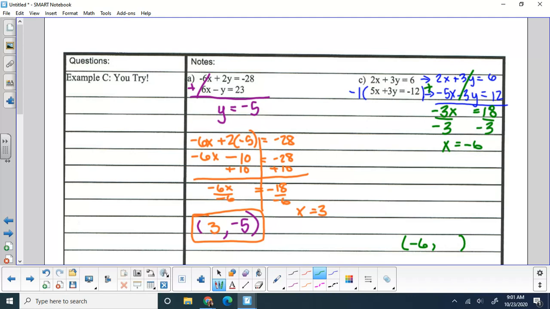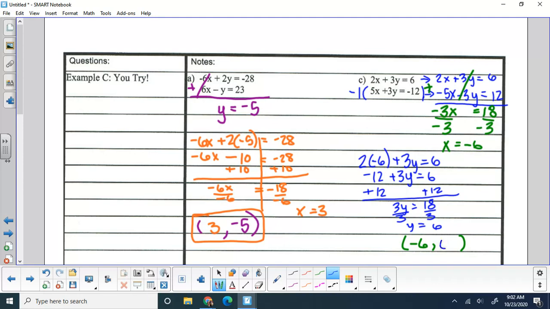We found the x value. But we can't stop now. We need to go back and find the y value as well. I'm going to plug in x to the top equation. So I would have 2 times negative 6 plus 3y equals 6. 2 times negative 6 is negative 12. Add 12 to both sides. 3y equals 18. And then we divide both sides by 3, and we get y equals 6.